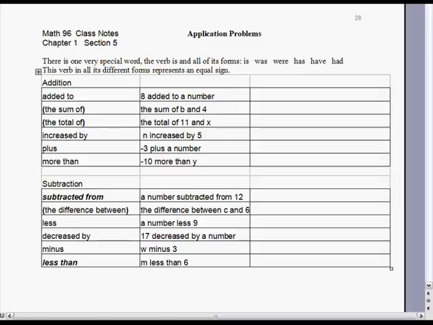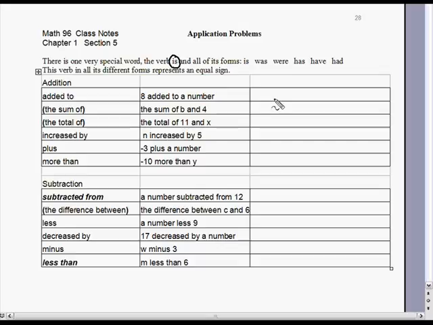Let's look to see how we translate words into symbols. Be aware that there is a very special word, the verb is, and all of its different forms: is, was, were, has, have, had. This verb represents the equal sign. So what you read before the equal sign should be written down first, and what you read after the equal sign should show up after the equal sign. Try and write what you read as you read it.